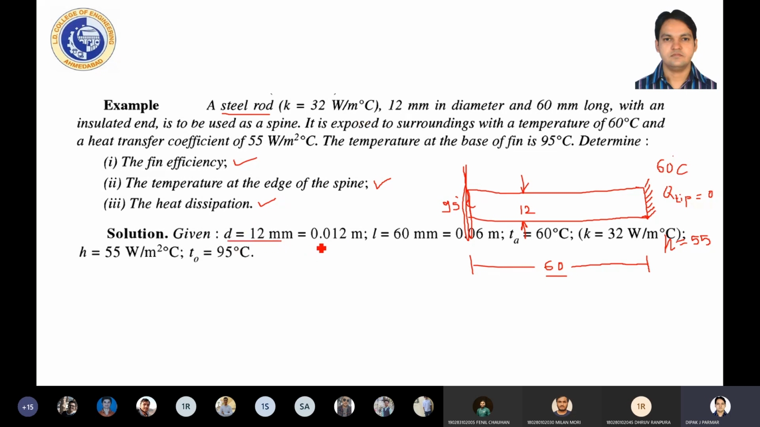Diameter is 12 mm given, which you can convert into meters, so 0.012 meter. Length is 60 mm, which means 0.06 meter. Surrounding temperature is 60 degrees Celsius. Conductivity of the material is given as 32, the convective heat transfer coefficient is 55, and T0, the base temperature, is 95 degrees Celsius. Based on this given data, we'll calculate one by one the fin efficiency, temperature, and heat dissipation rate.